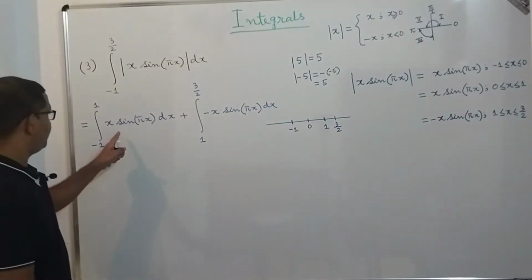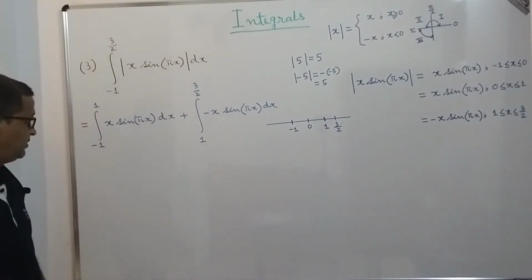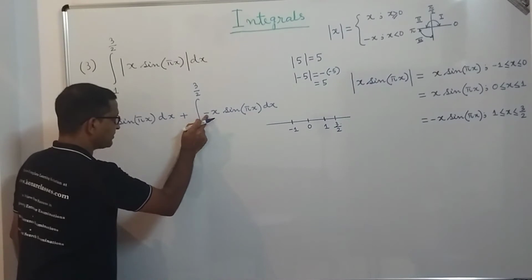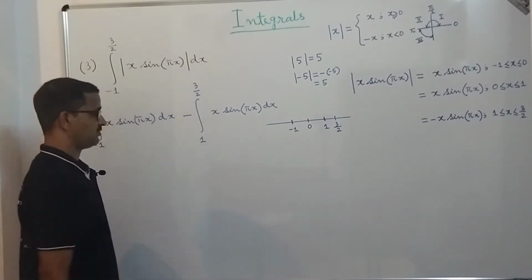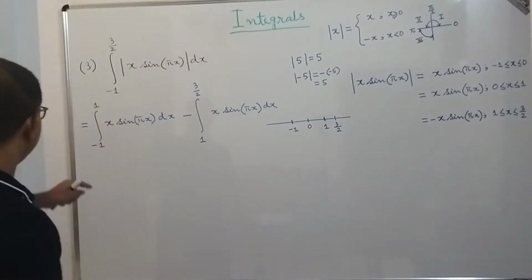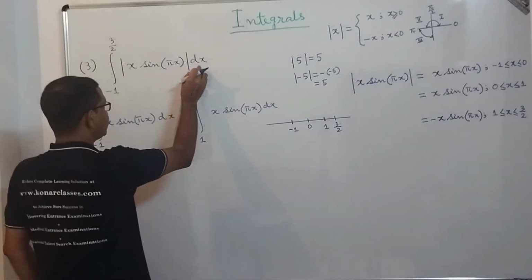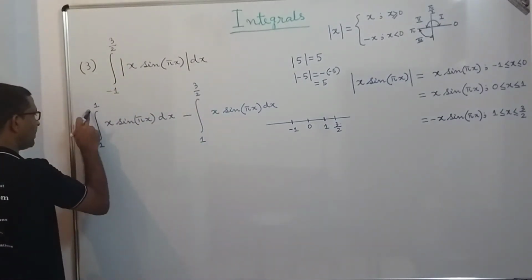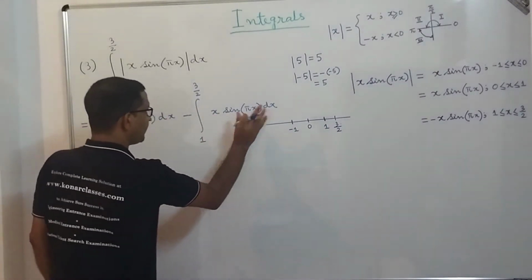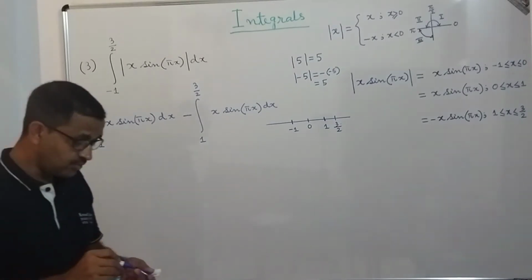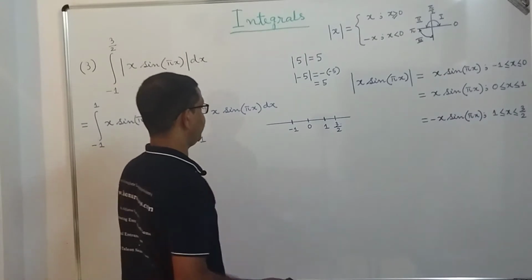Okay. Now with this we have removed that mod symbol. So now this minus and this plus become minus here, and we can remove this minus from here. So what we get, the entire integration -1 to 3/2 mod of x sin pi x dx is equal to -1 to 1 x sin pi x dx minus 1 to 3/2 x sin pi x dx. Correct? So now we should concentrate on finding the value of the integration x sin pi x dx.